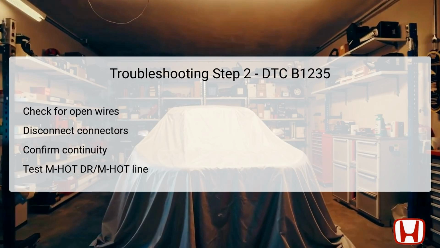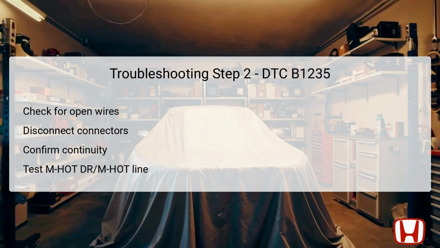In Step 2, the procedure focuses on checking for any open wires in the circuit. Begin by turning the ignition to the lock position, or utilizing the engine start-stop button to set it to off mode. Next, disconnect the climate control unit's 32P connector and the driver's air mix control motor's 7P connector. With these components disconnected, check for continuity between the designated test points, specifically between the climate control unit's number 2 pin, PNK wire, and the driver's air mix control motor's number 7 pin, also PNK.